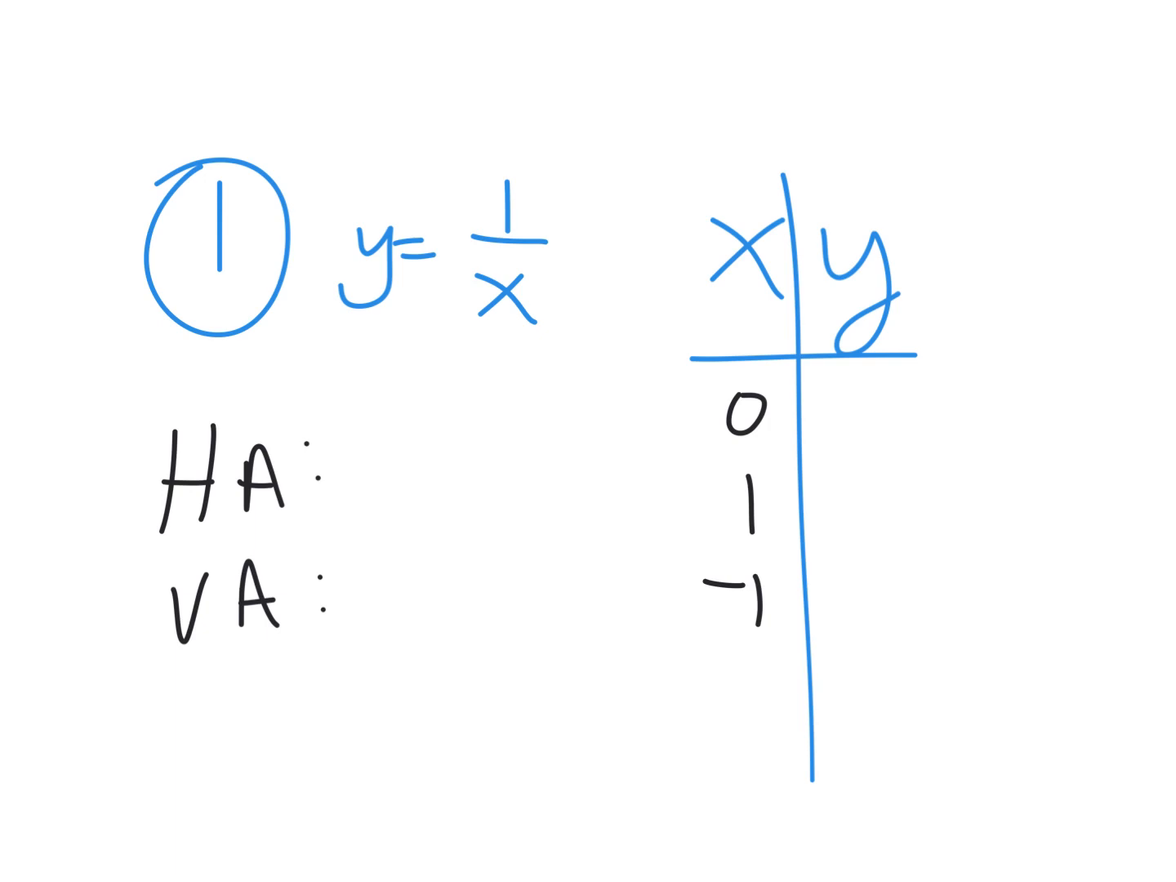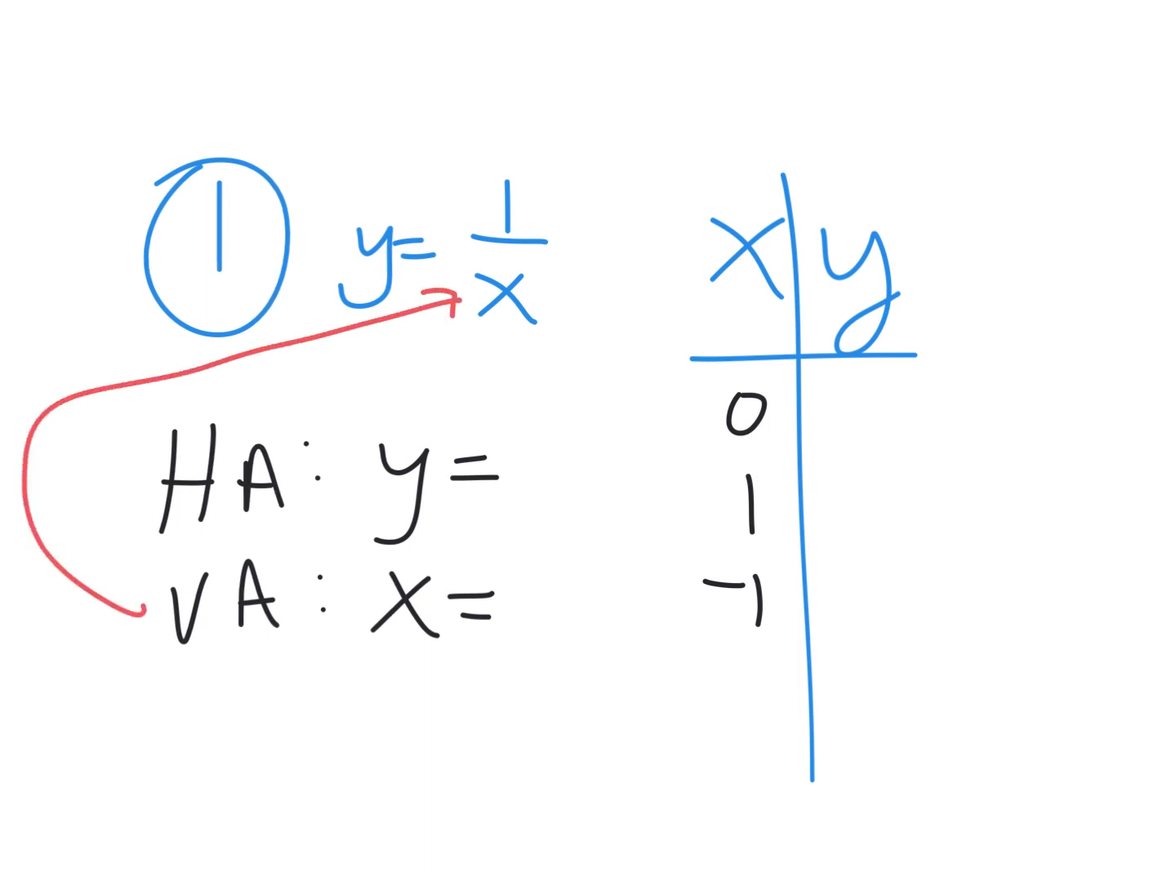Have I taught you well enough yet that horizontal means Y, horizontal asymptote? Vertical means X, vertical asymptote. Have I taught you well enough that the verticals come from the bottom here? So what makes this one equal 0? Well, if X equals 0. And that the horizontals, they come from what's on the outside of the fraction, but there's nothing there. So then it's Y equals 0. There's my asymptotes. Y equals 0 and X equals 0.